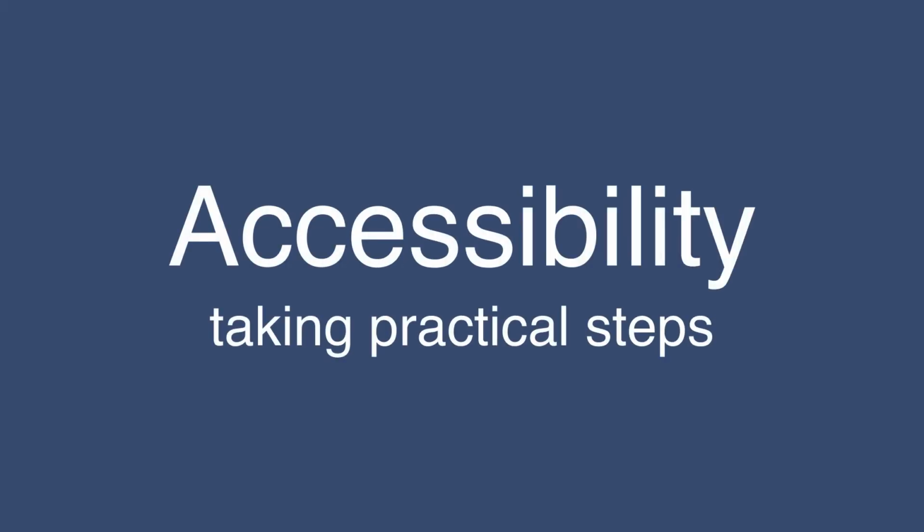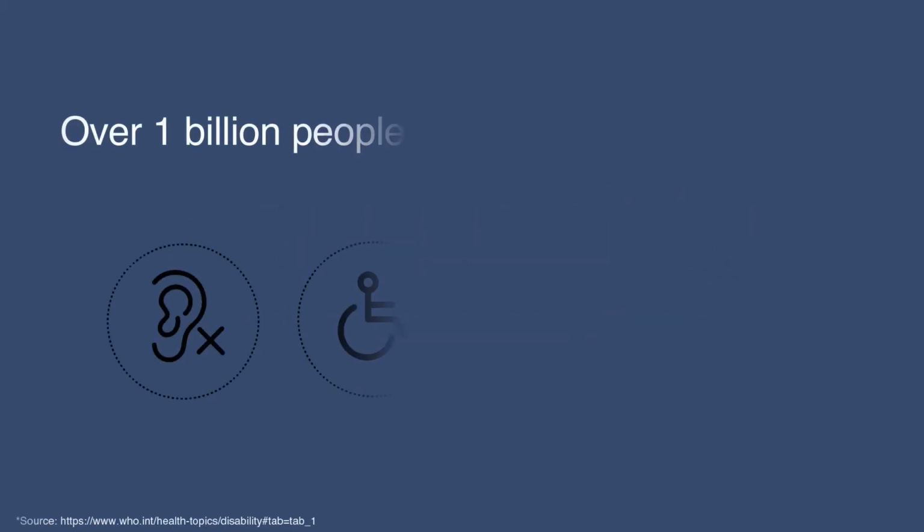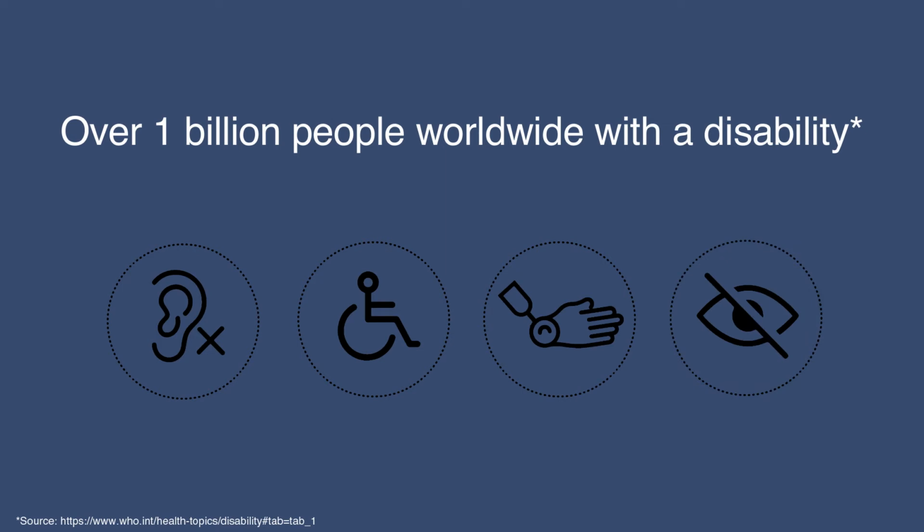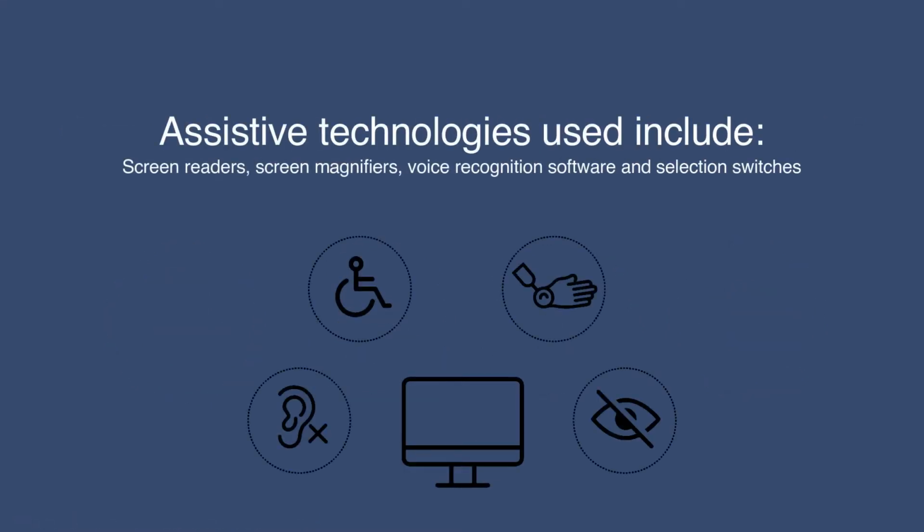What is website accessibility? There are over 1 billion people worldwide with a disability. Some people with disabilities, such as those with visual, cognitive and hearing disabilities, require the use of assistive technologies to use a computer and access the web. These technologies include things like screen readers, screen magnifiers, voice recognition software and selection switches. It's important that websites are built with these technologies in mind, so that users with access needs can experience the web. The term used to describe this is website accessibility.